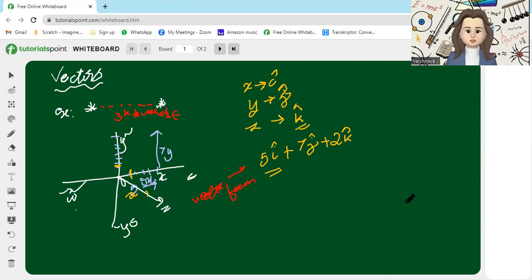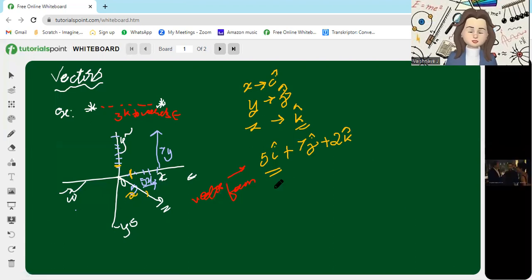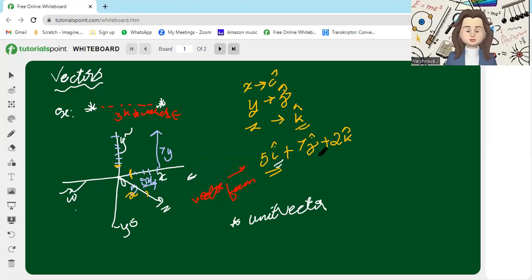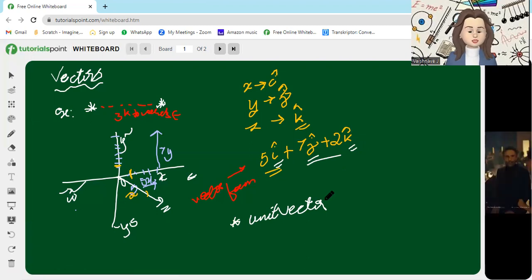Then unit vectors, a very important one, which a few sums are based on. I'll write it here. A unit vector, as I told you, is a vector used to represent the direction of any vector in a specified path. That's what i shows: the x-axis, j on y and k on z-axis. Clear? Its magnitude is equal to 1. Clear? Magnitude is nothing but the length. There's a formula to calculate that, which we will see.